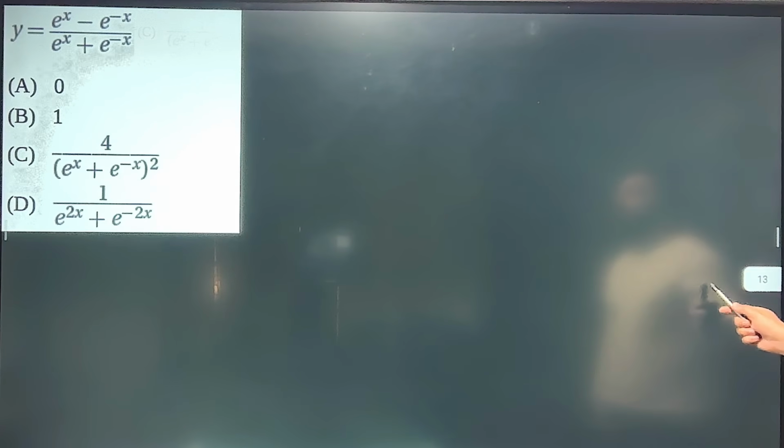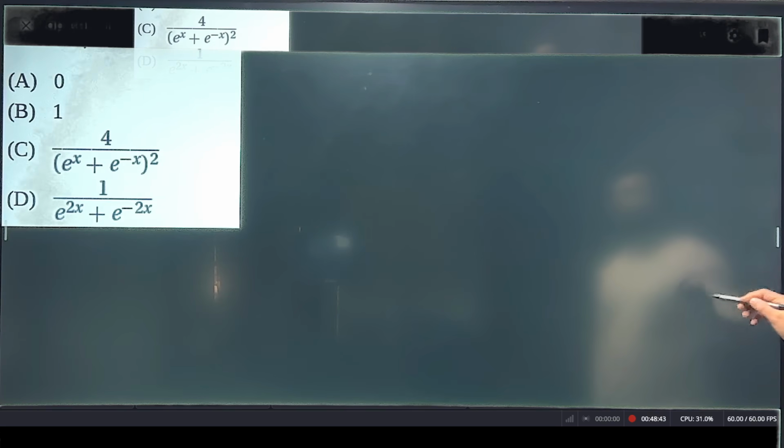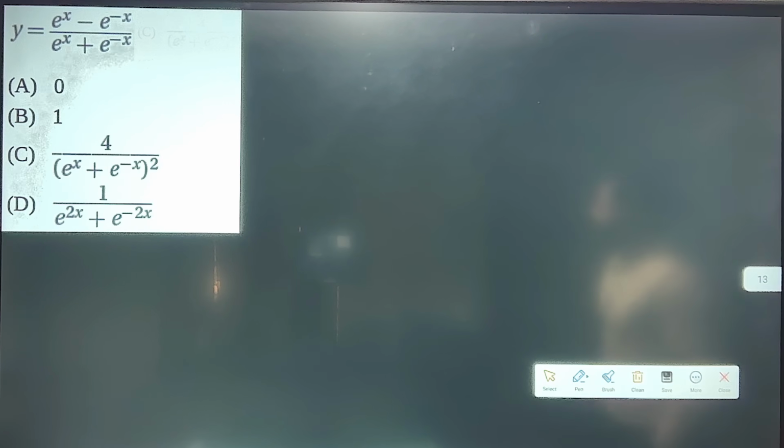It looks like a little challenging question, but no challenge is hard for you. So let's look at this question. What is the question? y is equal to e power x minus e power minus x upon e power x plus e power minus x. How to solve this question?